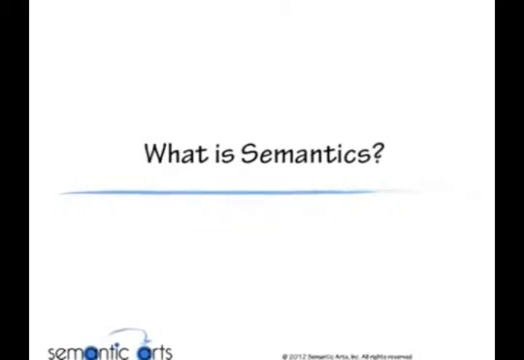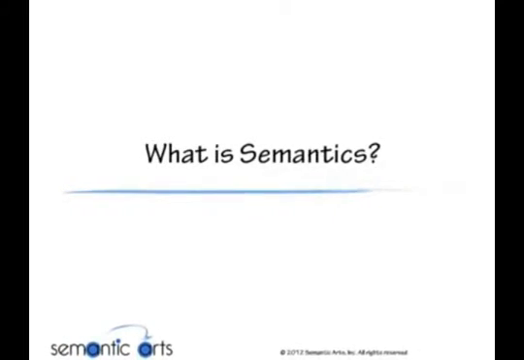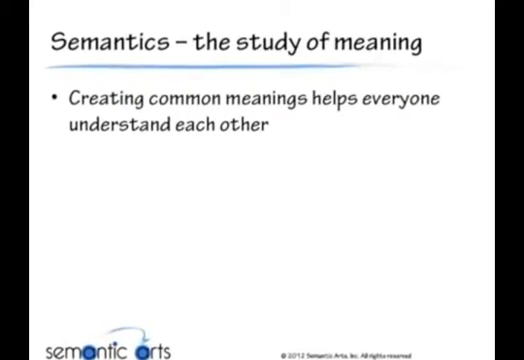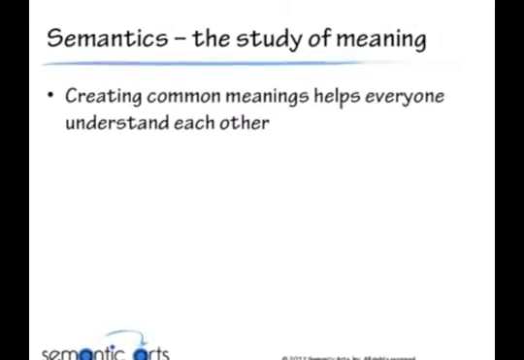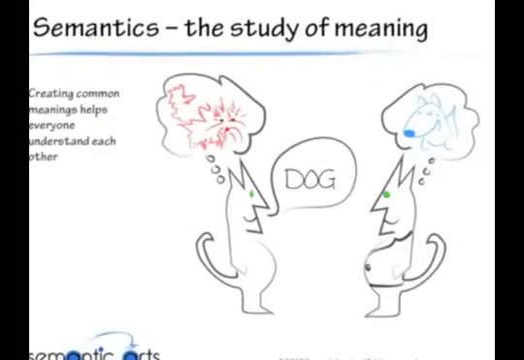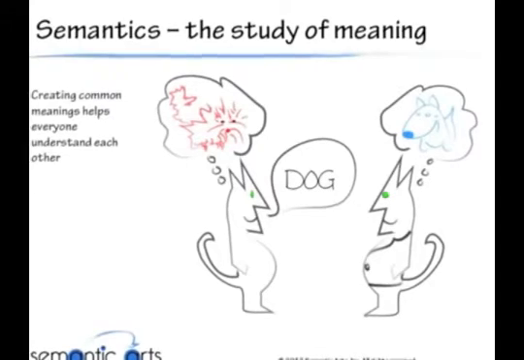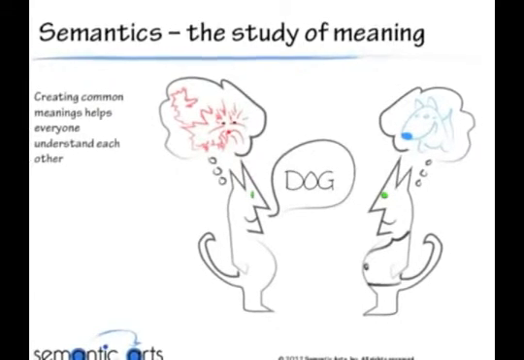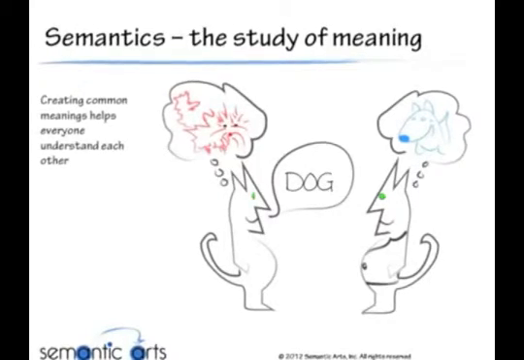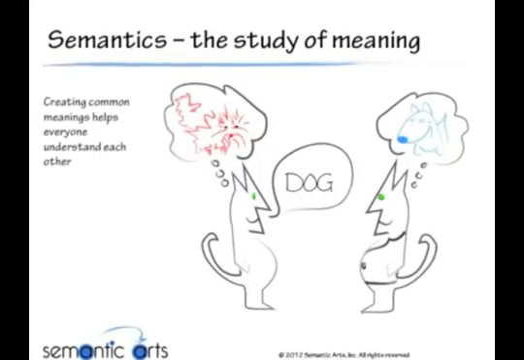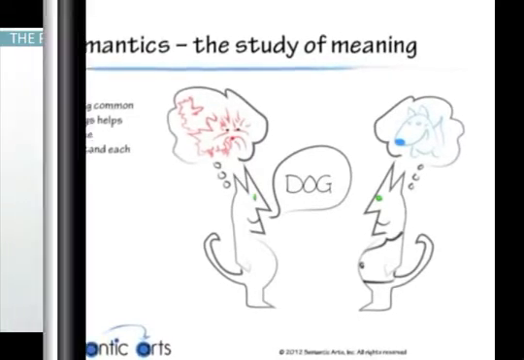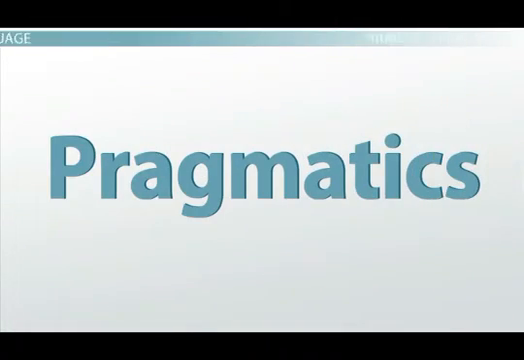I'm going to give you a basic answer to the question, what is semantics? Semantics is the study of meaning. By creating a common understanding of the meaning of things, semantics can help us better understand each other. For example, let's say you have a dog and I have a dog. Our original image of what that dog might look like may be different, but we can use language to help us come to a common understanding of what that dog is. And it can help different people understand each other despite different experiences or points of view.